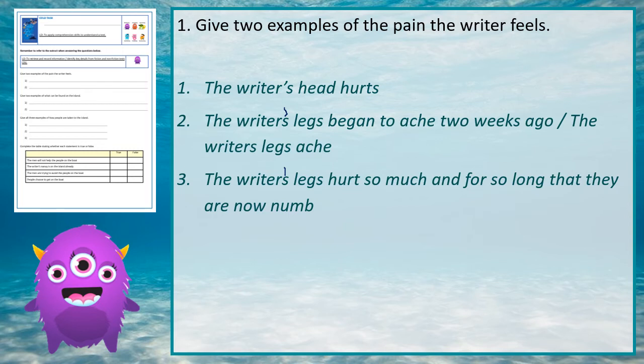Another example is that the writer's legs began to ache 2 weeks ago. If you wrote the writer's legs ache, then you would also be able to have had the mark for that as well. And then your final option is the writer's legs hurt so much and for so long that they are now numb. That's another one. So well done if you've got those answers.